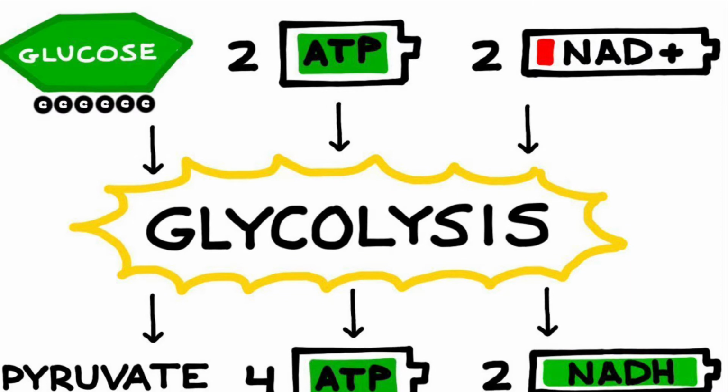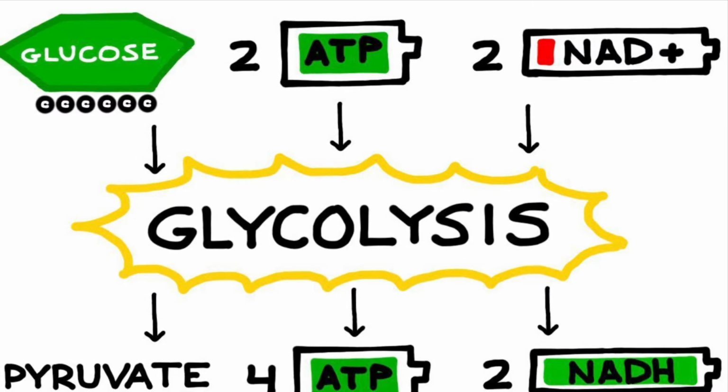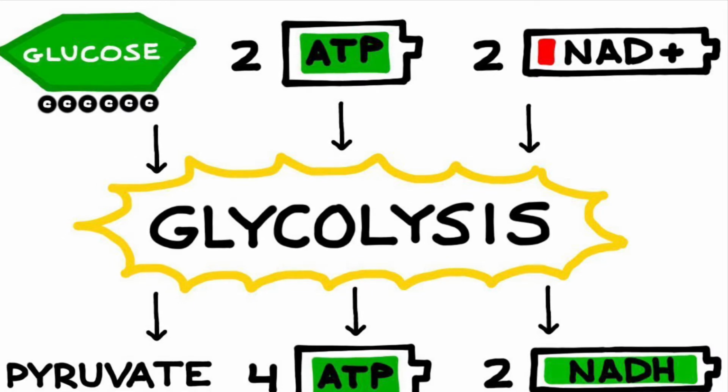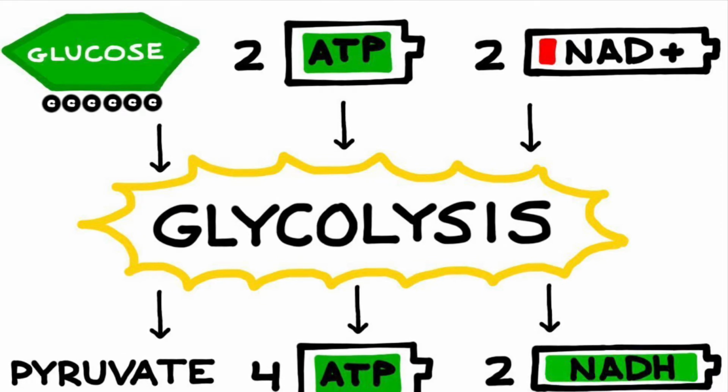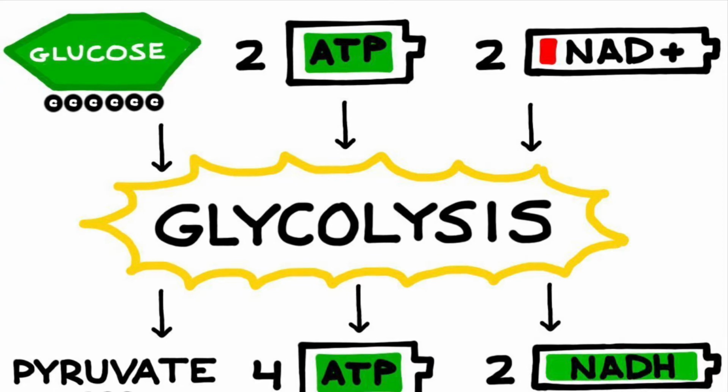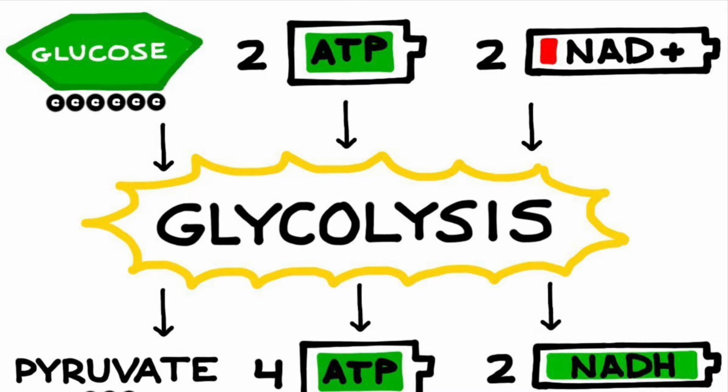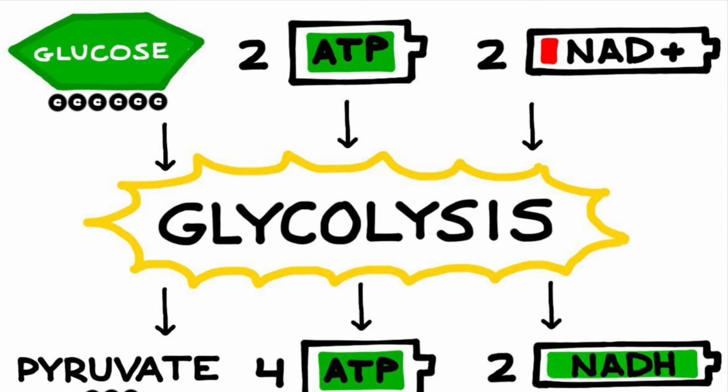A hexose sugar, for example glucose, is phosphorylated using ATP. The hexose phosphate is then split into 2 triose phosphates. Oxidation occurs, removing hydrogen. Then the hydrogen is used to reduce NAD to NADH. 4 ATP are produced, resulting in a net gain of plus 2 ATP. Finally, 2 pyruvate molecules are produced at the end of glycolysis.